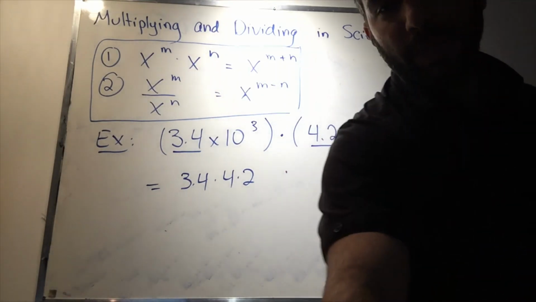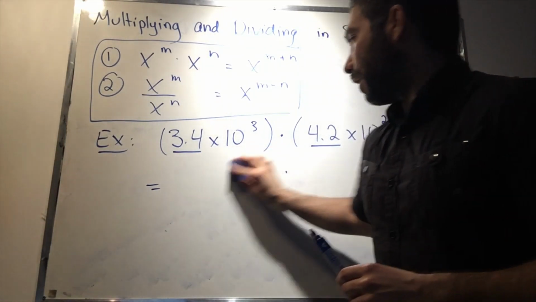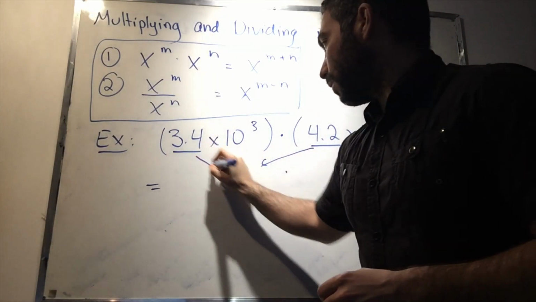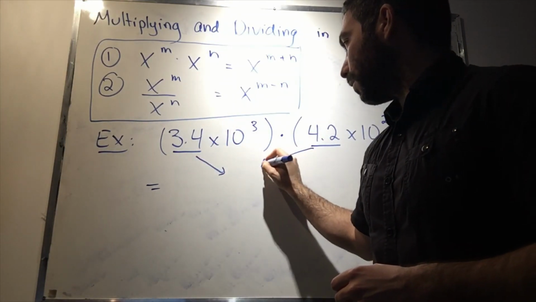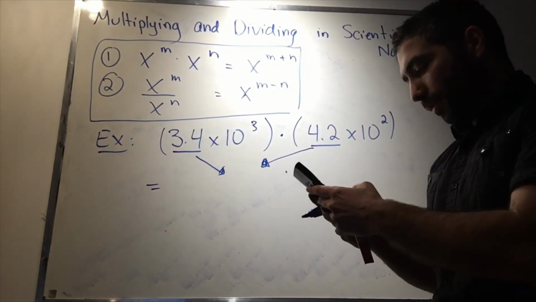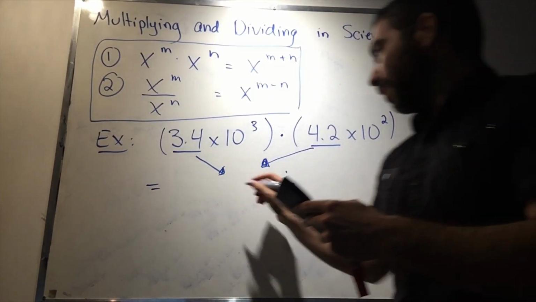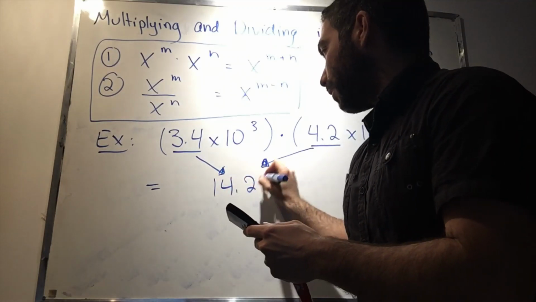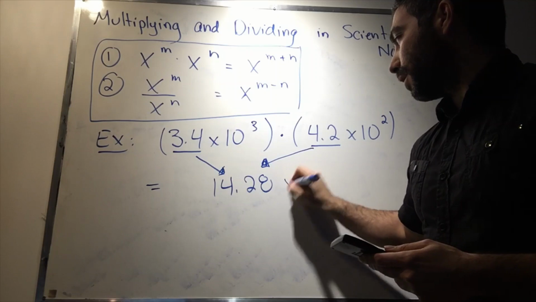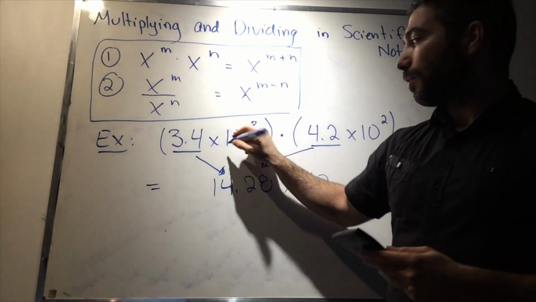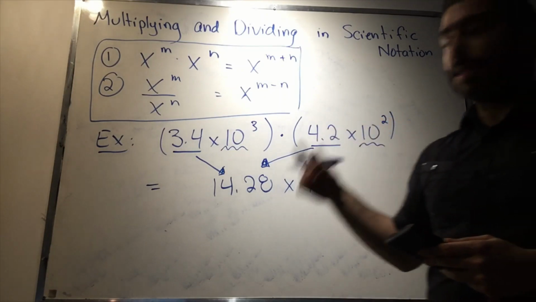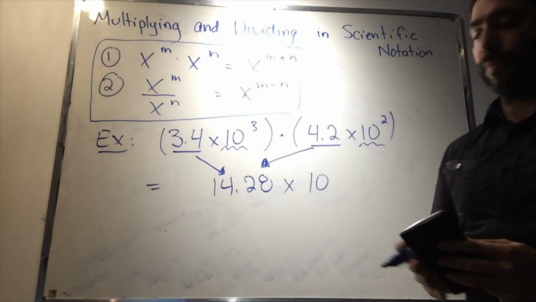Let me just quickly write the answer and put arrows. 3.4 times 4.2, let me use a calculator, we get 14.28 when you multiply these two numbers. Times 10 to the, now you're multiplying 10 to the 3 with 10 to the 2. And this is where we use the first property.